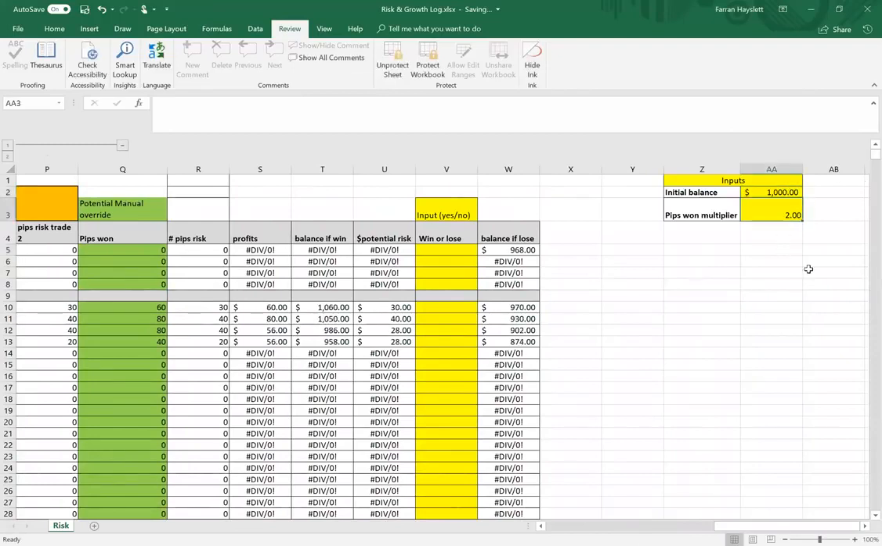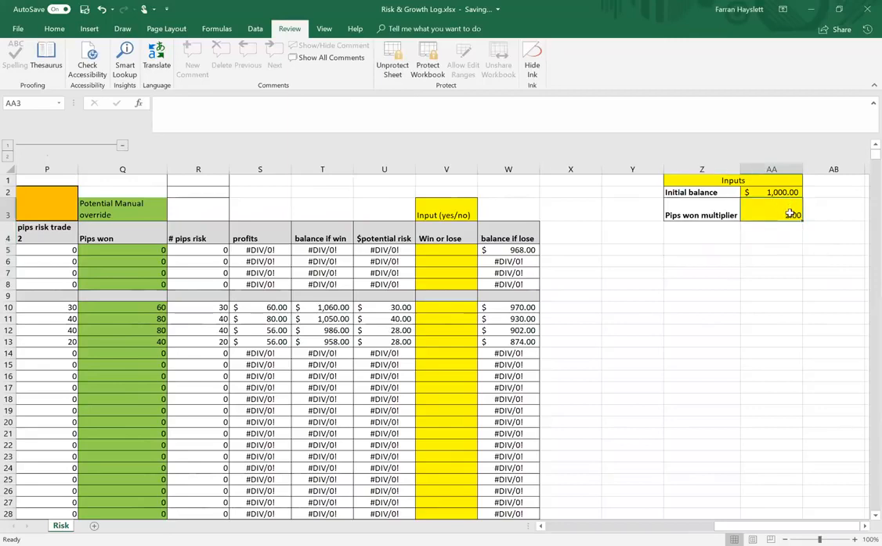Now, the next input, pips one multiplier. What is this? This is your reward to risk ratio, right? This says, listen, if I'm going into a trade and I want to win 2 pips for every 1 pip I risk, I put a 2 here, okay? If I want to risk 1 pip for every 1 pip I can gain, I put a 1 there. If I want to win 3 pips for every 1 pip I risk, you put a 3 there, okay? And so on and so forth. For our purposes, I'm going to put 2 because when I enter a trade, I like a 2-to-1 reward to risk ratio, okay?